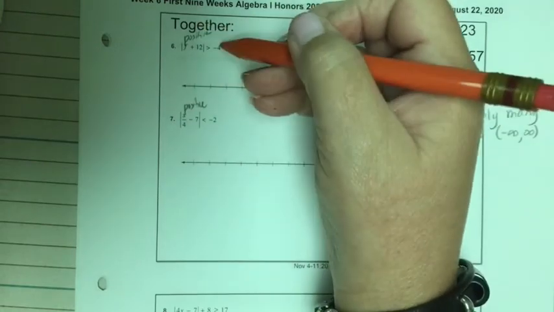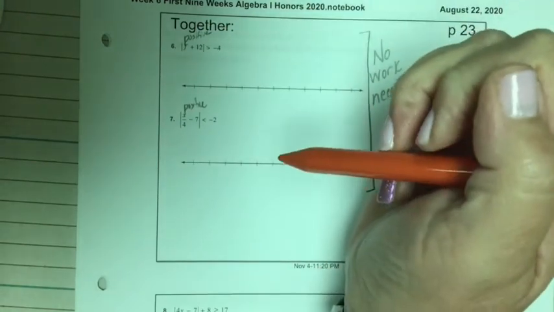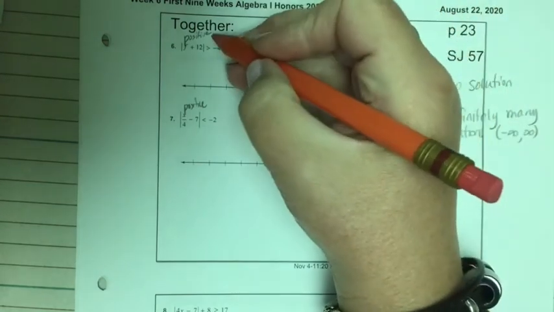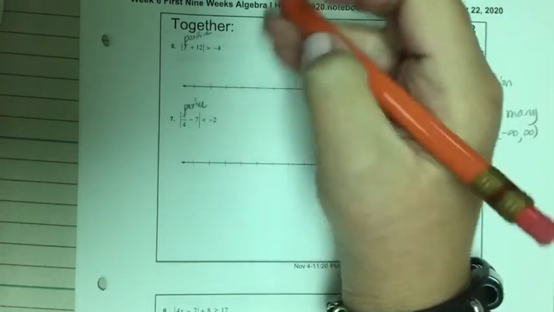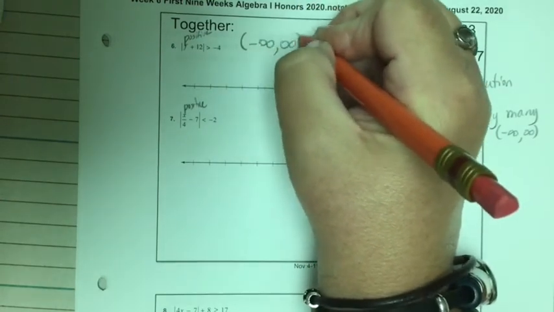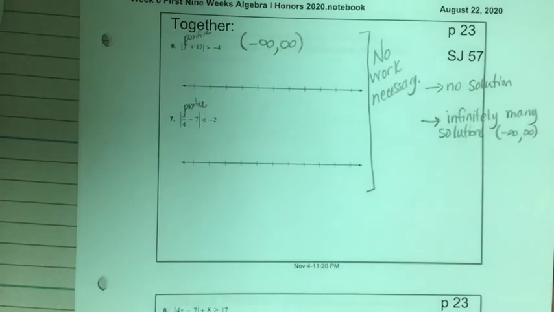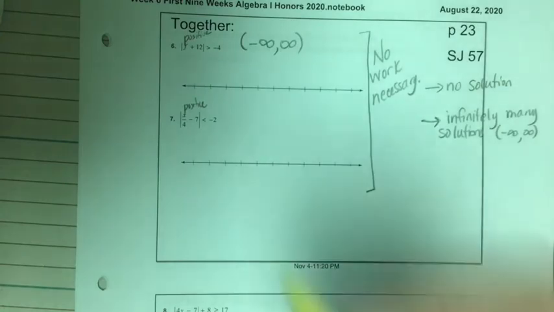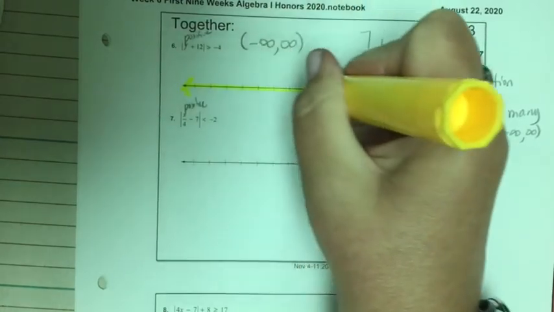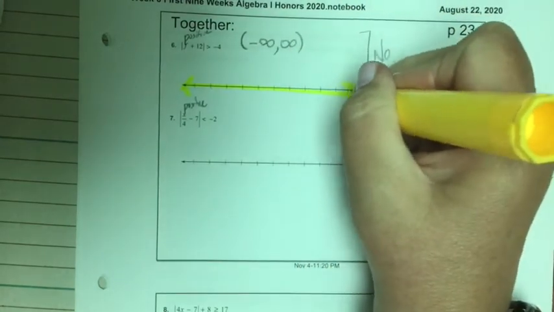When are positive numbers greater than negative numbers? Always. So if you have greater than -4, you have infinitely many solutions. No matter what you would choose will work. And I'm going to shade with a highlighter. And you may as well.